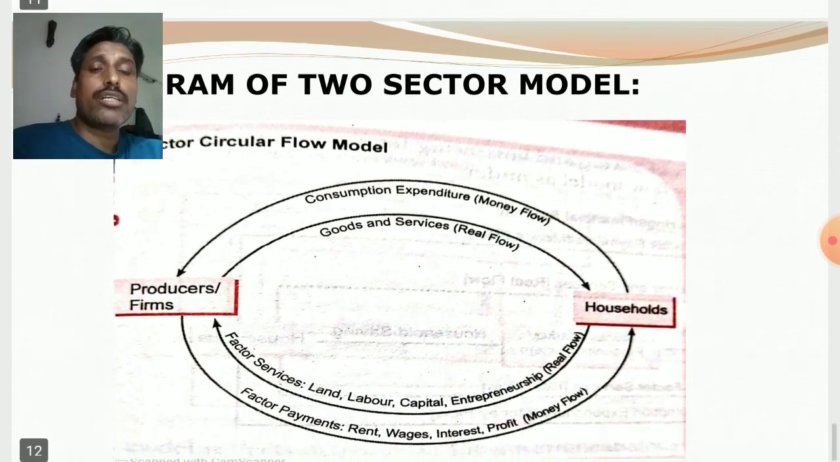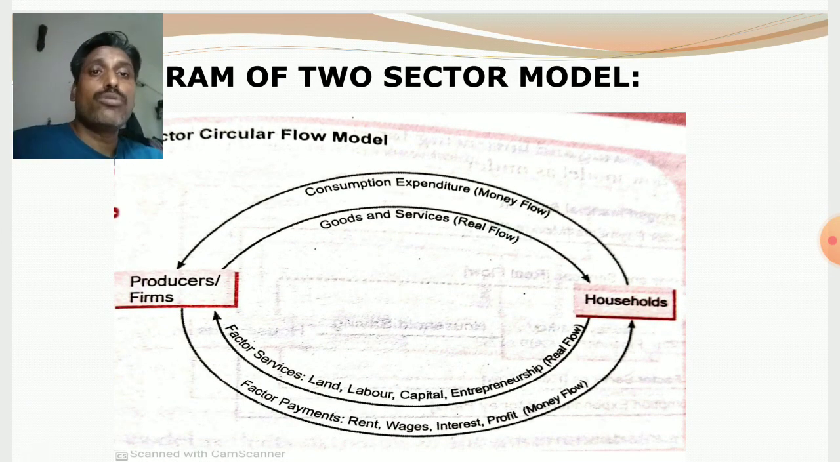The outer circle is related to the money flow. In the outer circle, you see the arrow mark. The farm sector, the producers, make factor payments to the household sector, and in return the household sector incurs consumption expenditure on goods and services provided by the farm sector. It is clearly given within the bracket as money flow.